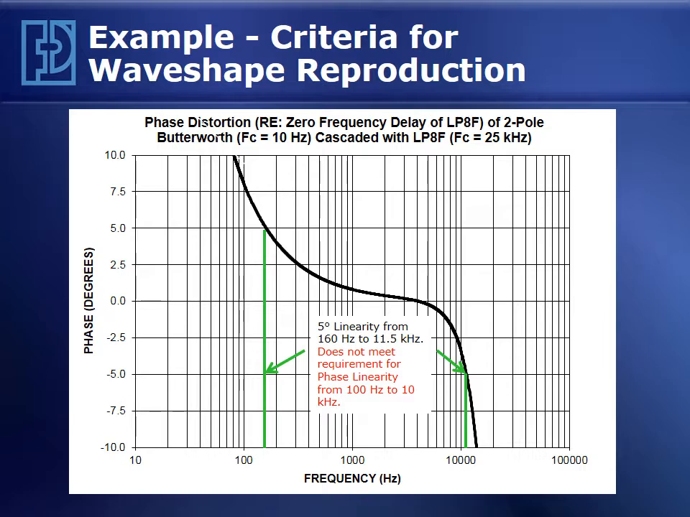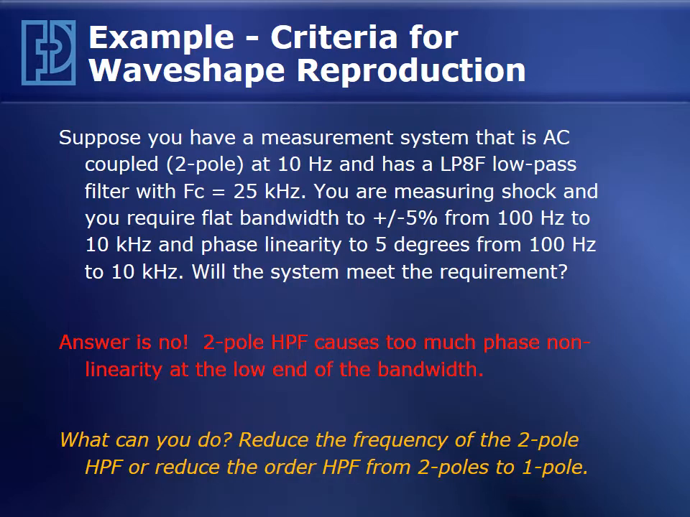In fact, its 5-degree linearity span is 160 Hertz to 11.5 K. So we make it on the upper end, 10K being our requirement, but at the lower end we're not making it. So the answer is no, we can't do it with this system.